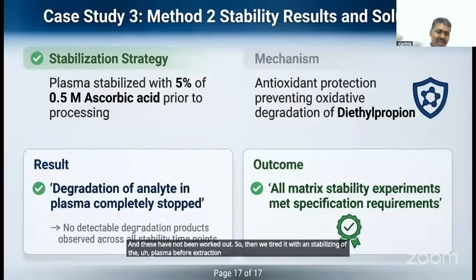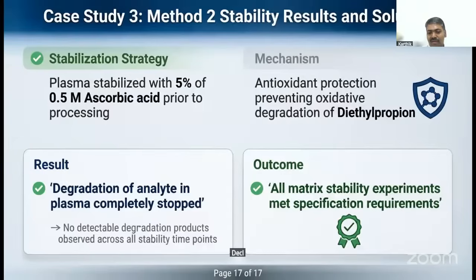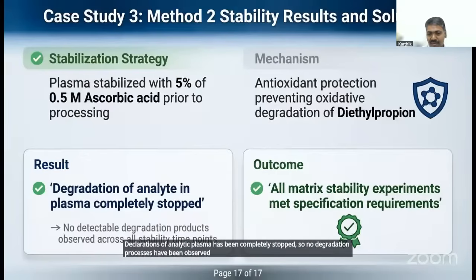For the stabilization strategy, 5.5 molar ascorbic acid was added to the plasma prior to processing or prior to spiking. This stabilized the plasma, preventing the oxidative degradation of diethylpropion. As a result, degradation of the analyte in plasma was completely stopped. No degradation products were observed, and the stabilities met the criteria as per the ICH guideline.